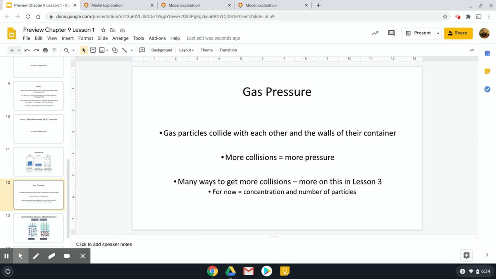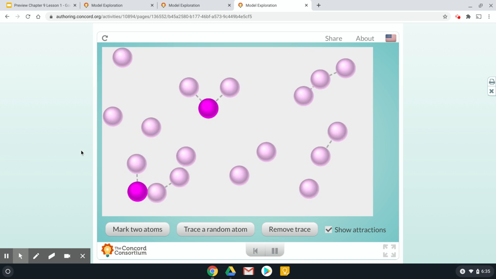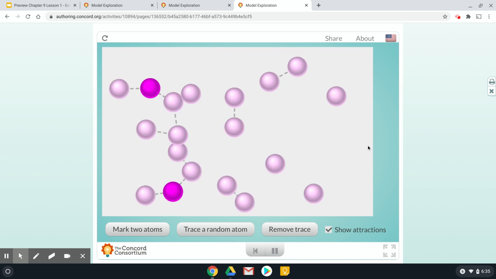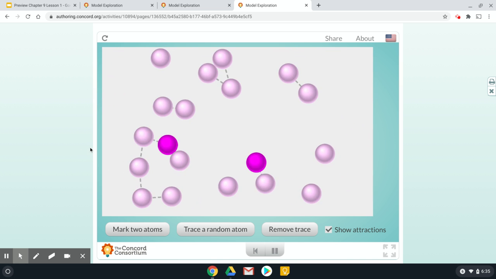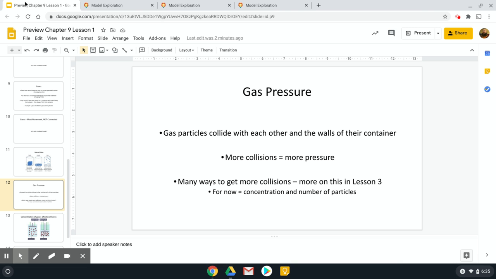All right. Gas pressure, you will be introduced to in this section. Pressure is caused when gas particles collide with each other and the walls of their container. When I go back to here and click play, you can see the particles banging into each other and into the four sides of our container. Every collision will create something called pressure. The more collisions there are, the more pressure there is.